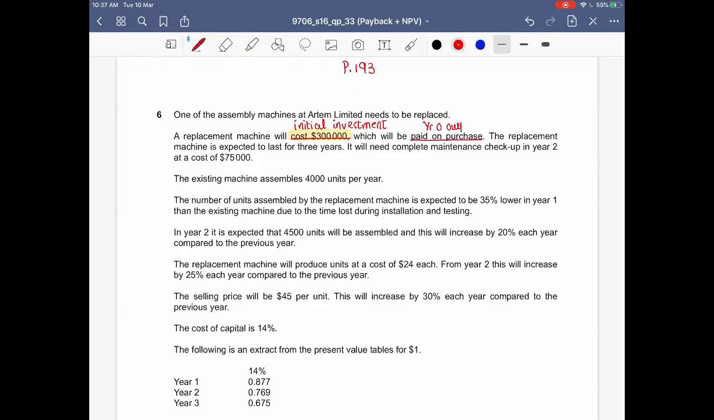The replacement machine is expected to last for 3 years. It will need a complete maintenance checkup in year 2 at a cost of 75. Useful life is 3 years. But at the end of year 2, there would be a major cash outflow relating to maintenance. And what is our maintenance cost? Maintenance cost is going to be 75,000.